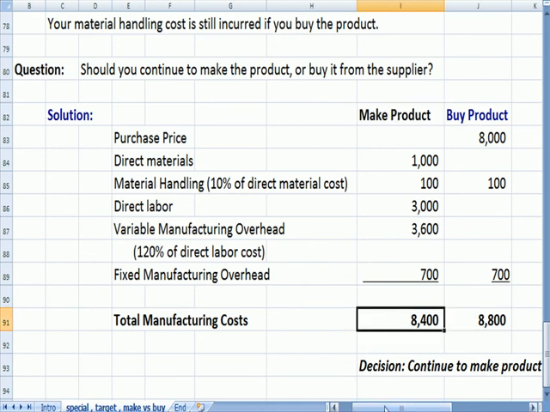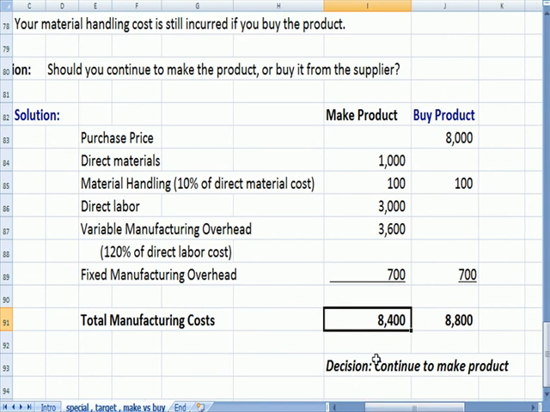So the decision here is to continue to make the product. And the reason you're better off still making it is even though the variable costs go away, the purchase price plus the material handling and the fixed manufacturing overhead makes you worse off, so you should continue to make the product because it's less expensive.